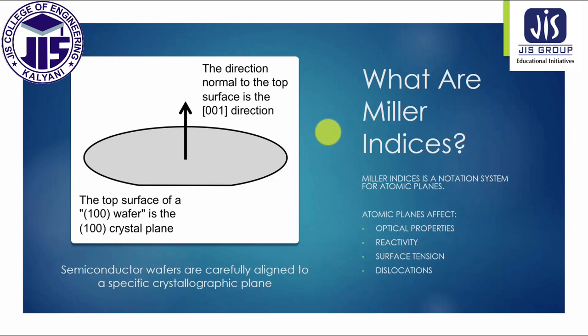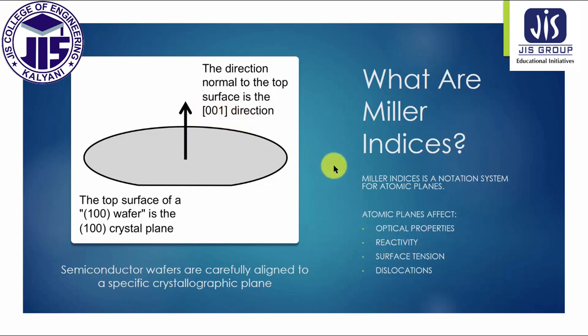This picture shows that a single crystal silicon wafer surface is carefully aligned to lie in a specific crystallographic plane, and a flat cut is ground along the edge to identify a reference direction within the surface plane. The top surface is represented by its Miller indices 100, and the upward direction perpendicular to this plane is represented by its Miller indices 001.